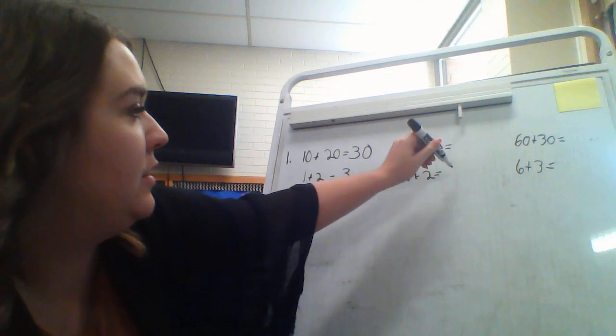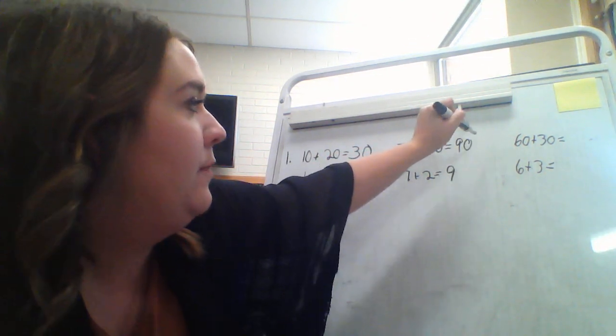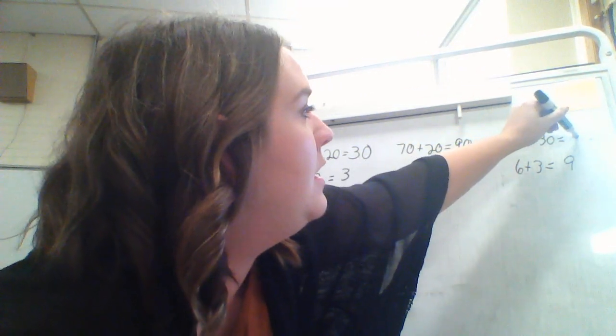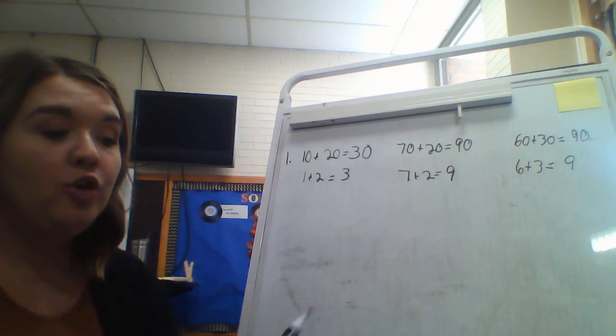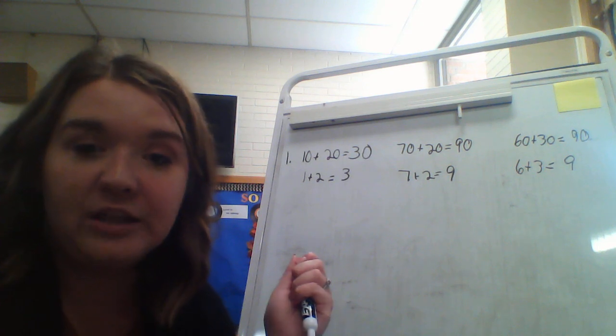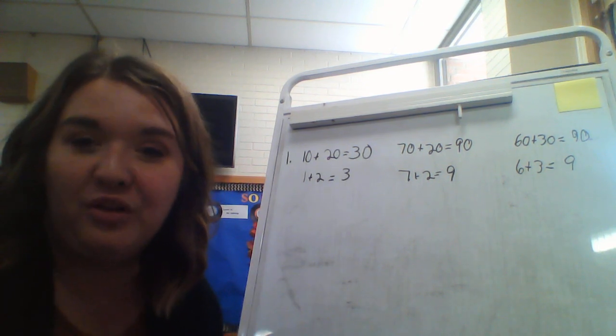So I have 7 plus 2, that's 9. So then I know 70 plus 20 is 90. 6 plus 3 is 9. So 60 plus 30 is 90. That's pretty easy, my friends. You can go ahead and finish page 95. And then on page 96, you have some word problems, okay? So I want you to go ahead and finish both pages.